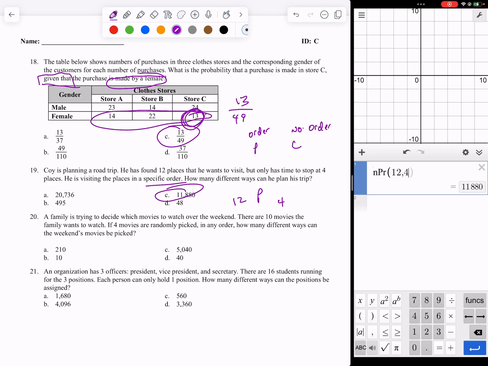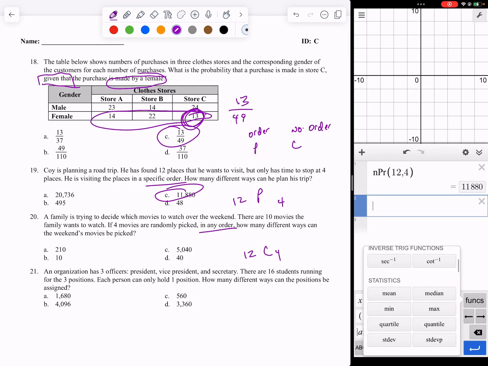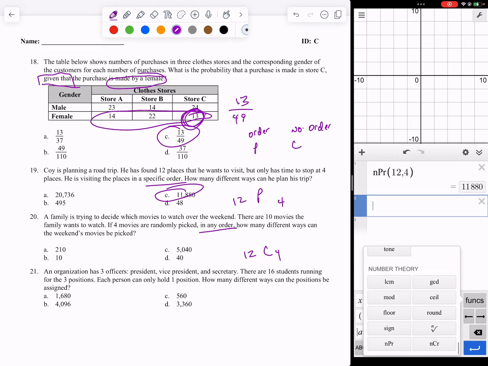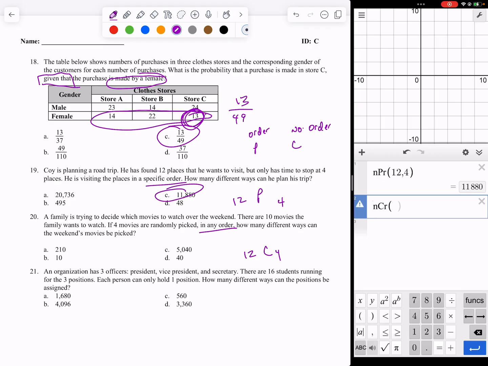Family is trying to decide what movies to watch over the weekend. There are 10 movies. If 4 movies are randomly picked in any order, so the order does not matter, 10 movies. C(10, 4). 210.